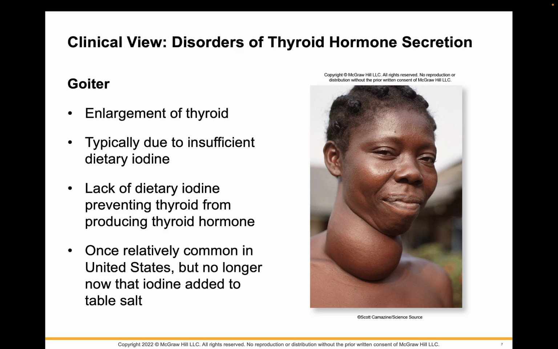And now here we're basically looking at goiter. This is an enlargement of the thyroid, and this is due to the fact that there is not enough dietary iodine. Now, iodine is extremely necessary to produce thyroid hormone. So what's happening here is because there's not enough iodine, it's going to prevent the thyroid from producing thyroid hormone. The thyroid pretty much goes into overdrive trying to produce thyroid hormone, but there is no iodine, so it's going to continue, and the result is this large goiter.